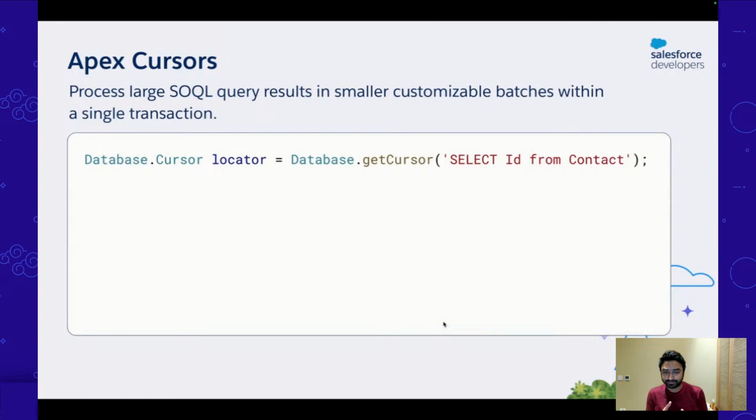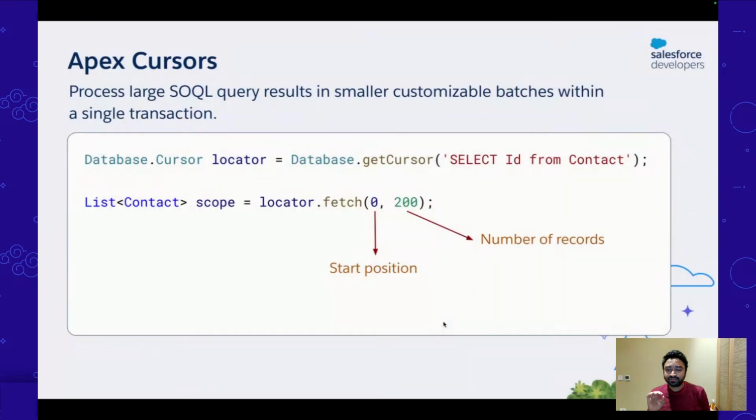as a parameter. What that is going to return is a cursor locator, which is going to be stored in your locator property over here, which is of type database.cursor. So pretty simple syntax. You'll just initialize a cursor with the query that you want.